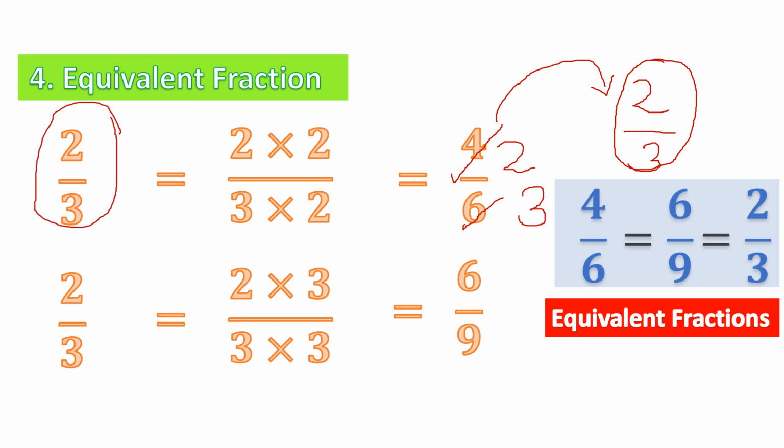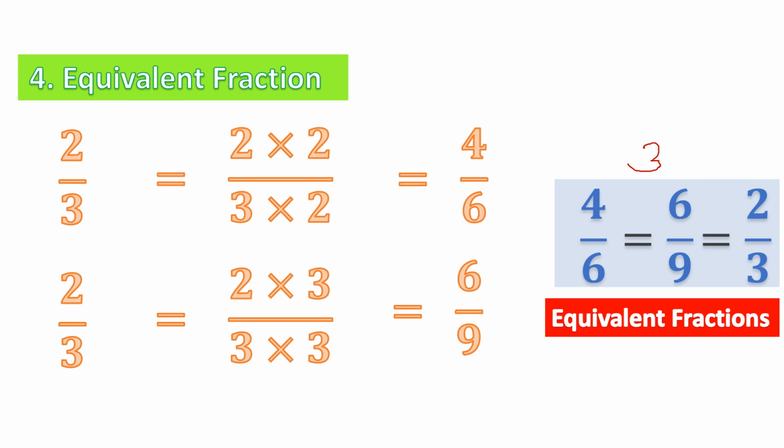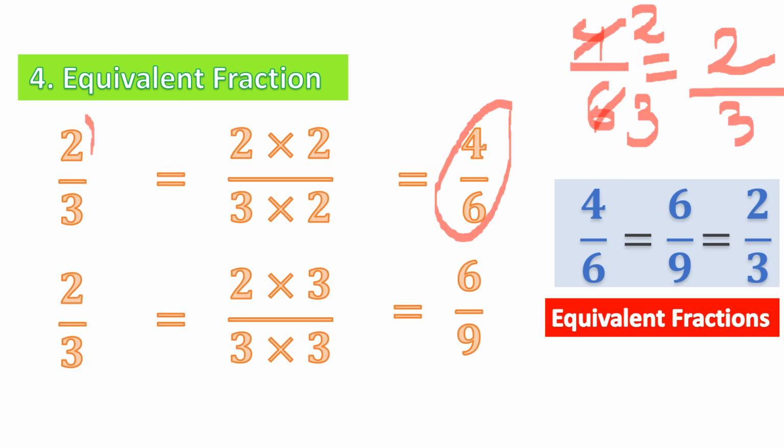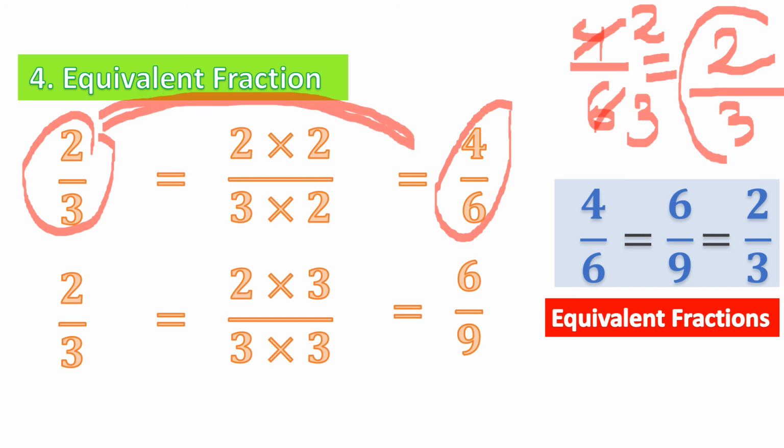So what I want to tell you is, look here. The value of this 4 by 6 is actually what? 2 2s are 4, 2 3s are 6. So 4 by 6 is actually 2 by 3 itself. So their values are the same, 2 by 3 and 2 by 3. What is the value? 2 by 3 is the value, right? So the values are the same.